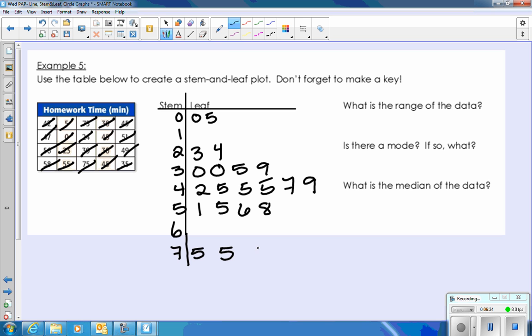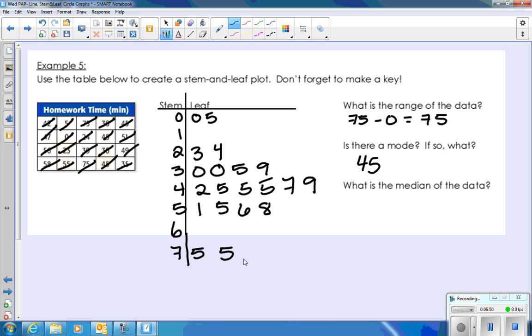Okay, so what is the range of the data? Well, your largest value is 75 and your lowest value is 0. So the range is 75. The mode is 45, where the leaves repeat 3 times.